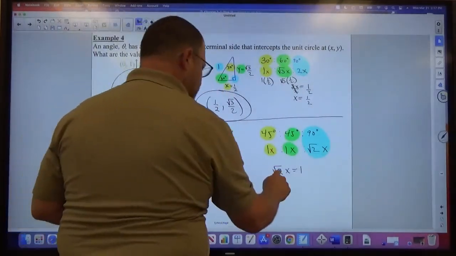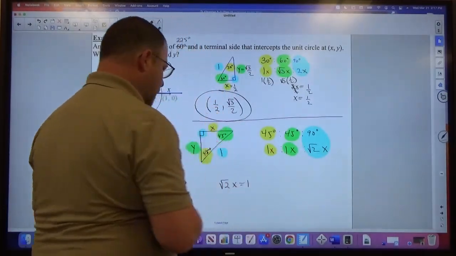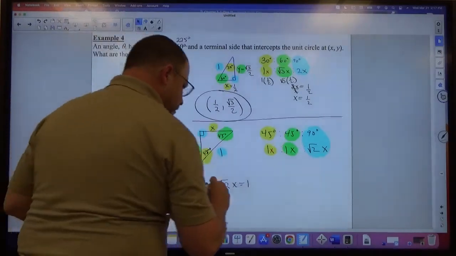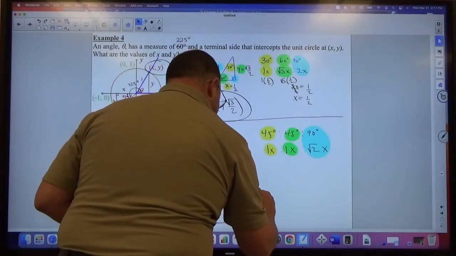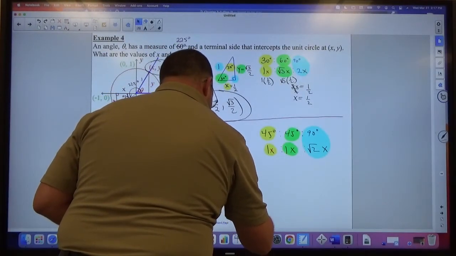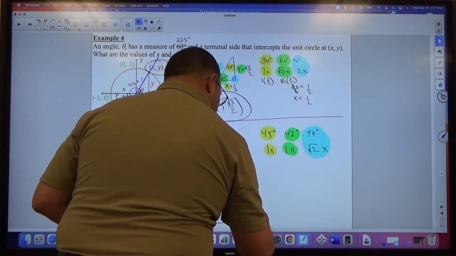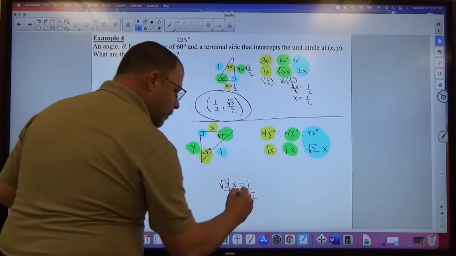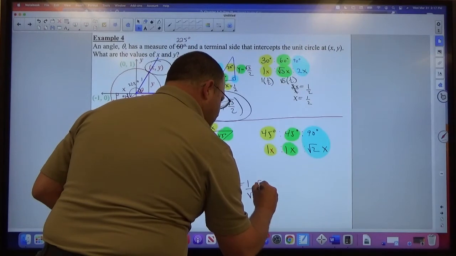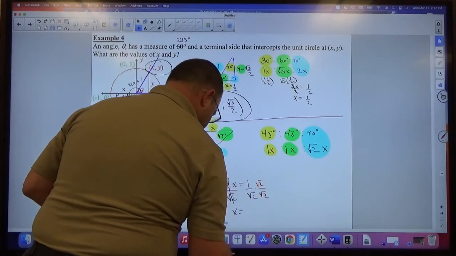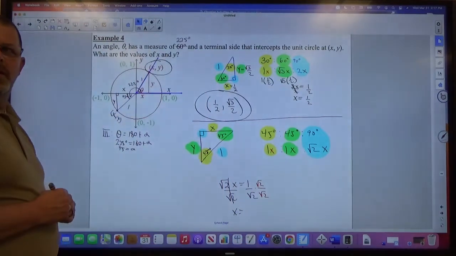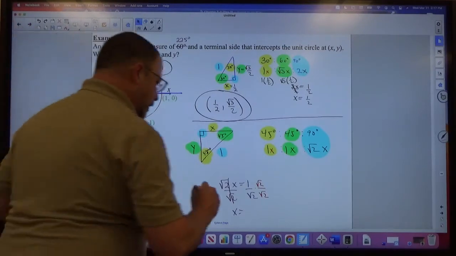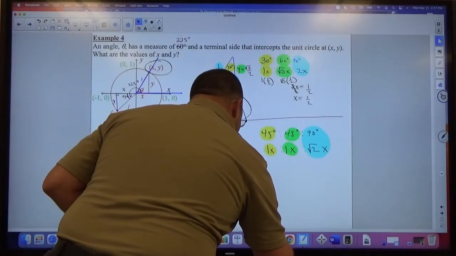Move that over here a little bit. Square root of 2x equals 1. If I divide both sides by the square root of 2, I get x equals 1 over the square root of 2. And we know that we can't leave square roots in the bottom. We've seen this quite a bit now, so let's make sure we're fixing that every time we see it. Multiply top and bottom by the square root of 2. We're going to get the square root of 2 over 2 is equal to x.